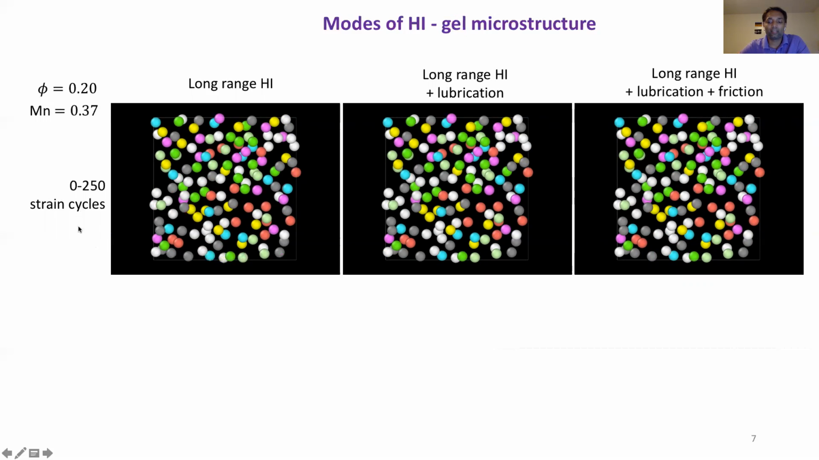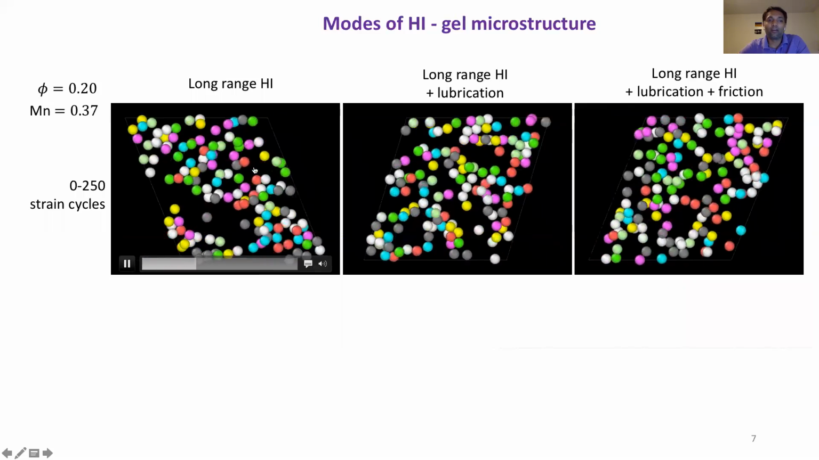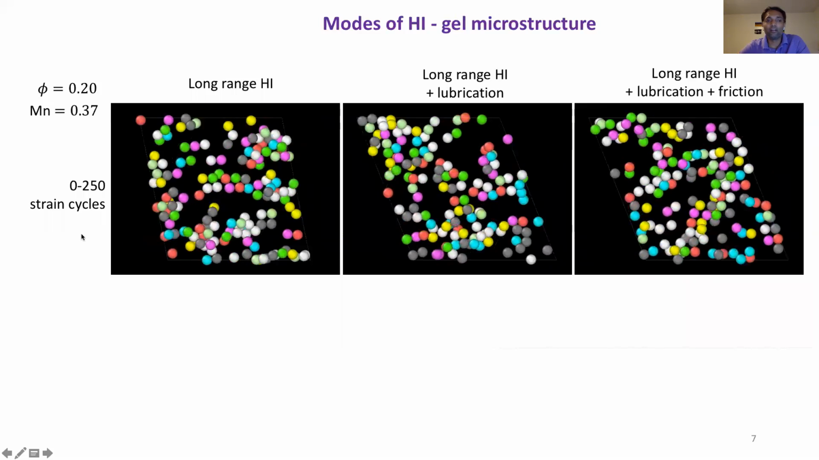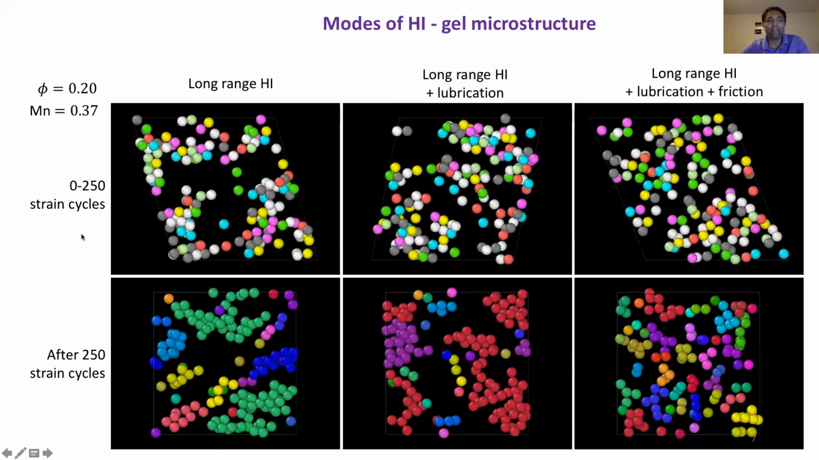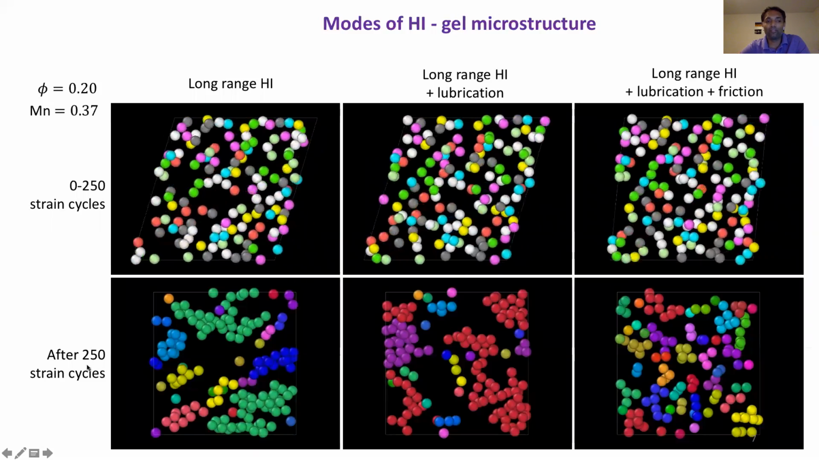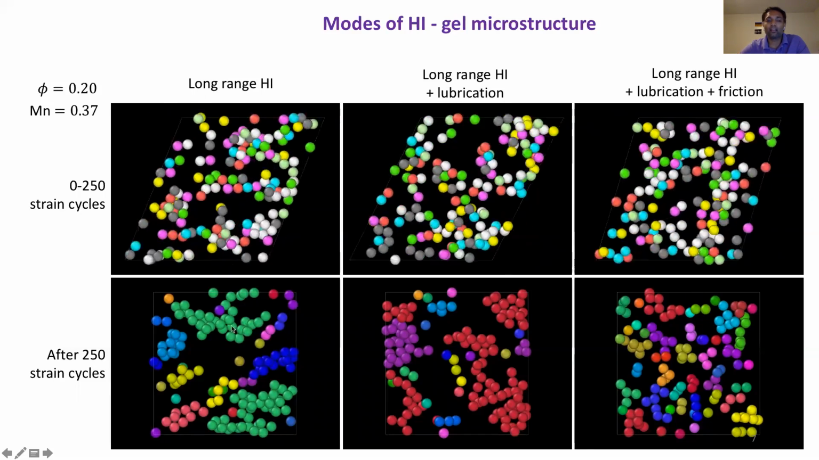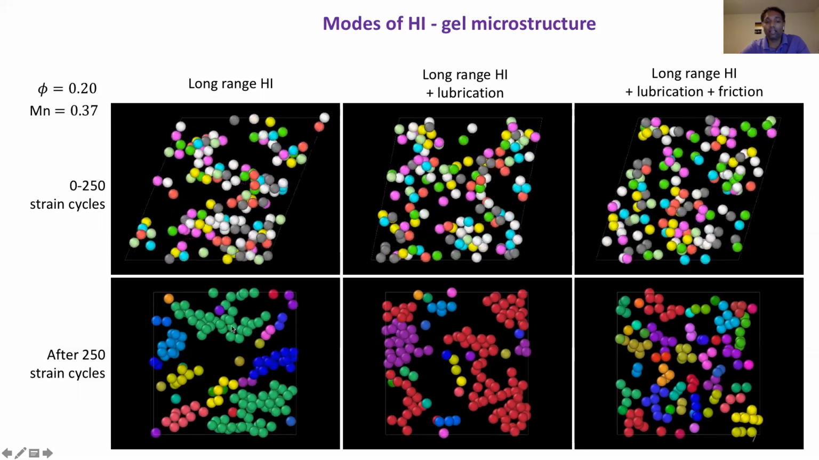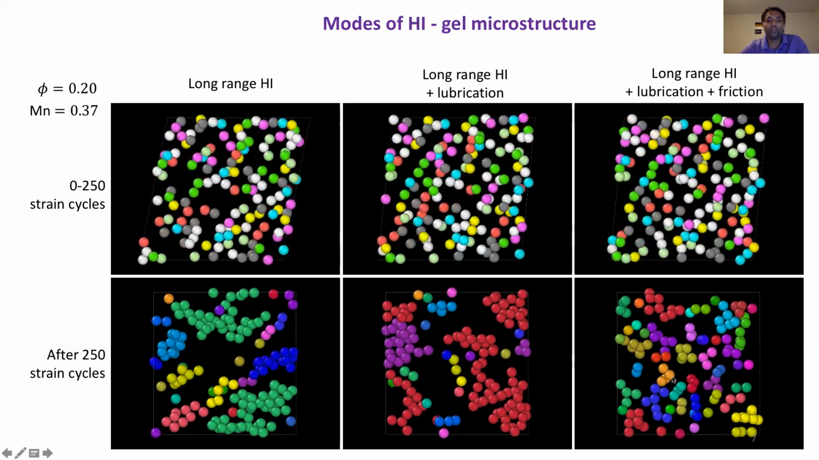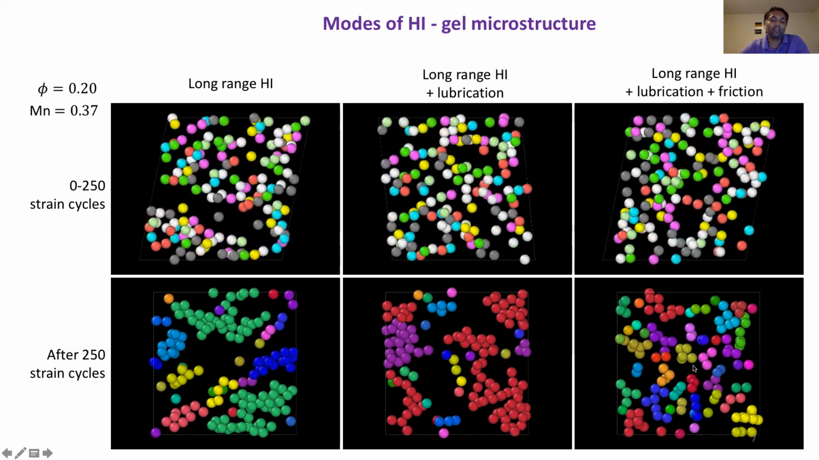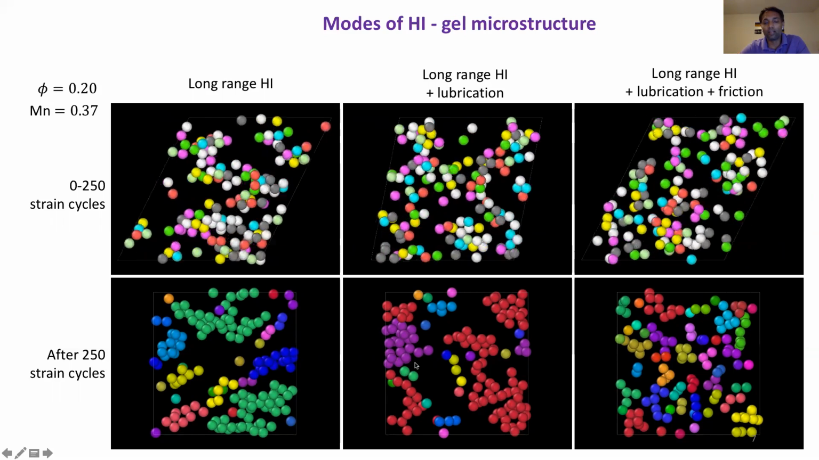When you see the video, the uniformly distributed configurations evolve into these different sizes of clusters. And when you look at the terminal state at 250 strain cycles, here the clusters are colored with their size. So you can see the module with the friction produces the smallest clusters, whereas the other two produce larger cluster sizes.